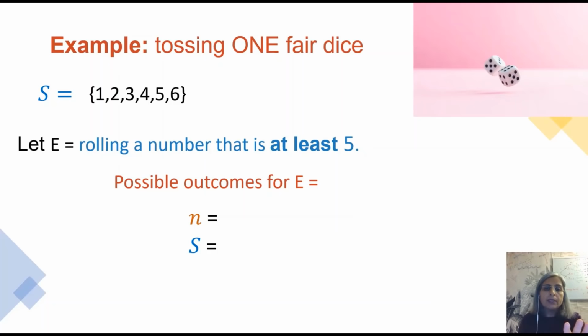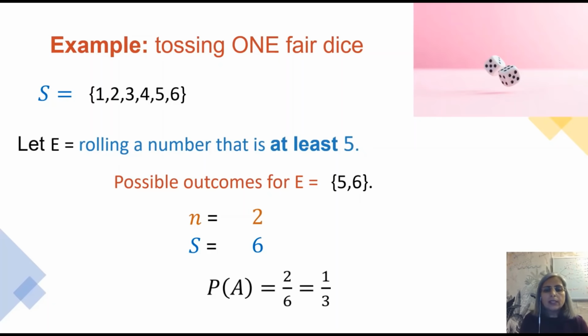So how many options are there in E? 5 and 6. There are 2 options. So our N turns out to be 2 and S has 6 elements. So we can say that the probability of having the event E, sorry, it's a typo here in A, so it should be E. The probability of having E must be 2 on 6, which is 1 on 3.